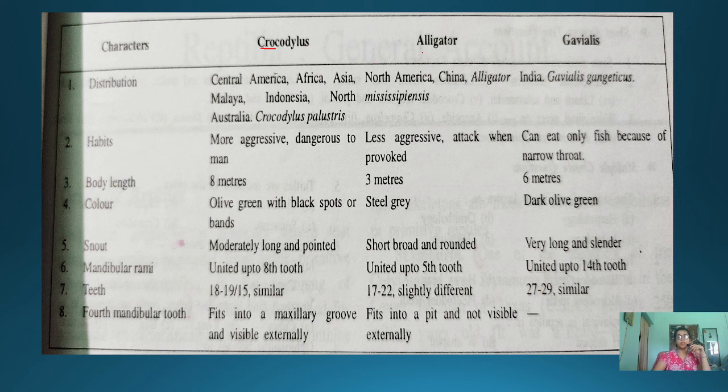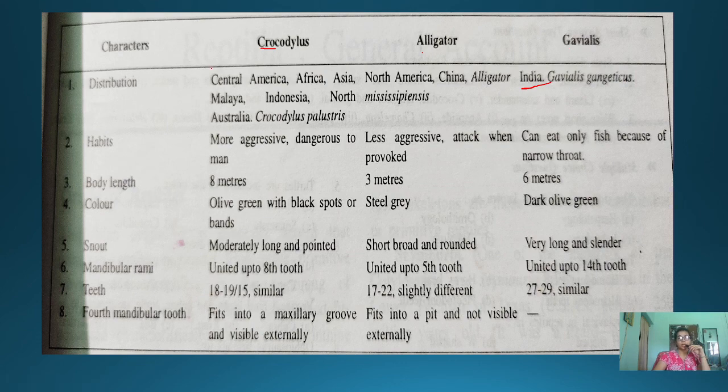On the basis of distribution, crocodiles are mainly found in Central America, Africa, Asia, etc. Alligators are found in North America and China, and gavials, in India, what you see mainly is the gavials, not the crocodiles. Okay, in Asia crocodiles are also present in India, but the majority in India are gavials.